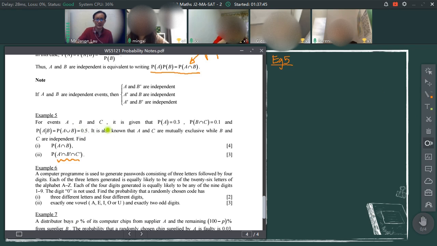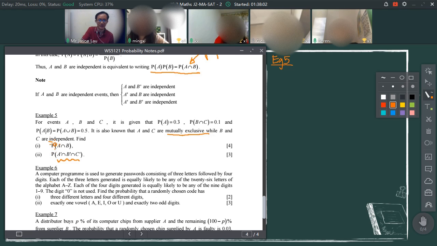Okay. So A, B, C are events, and they have their own probabilities. A and C are mutually exclusive, and they have all these characteristics. B and C are independent. So find the probability of A intersect B.